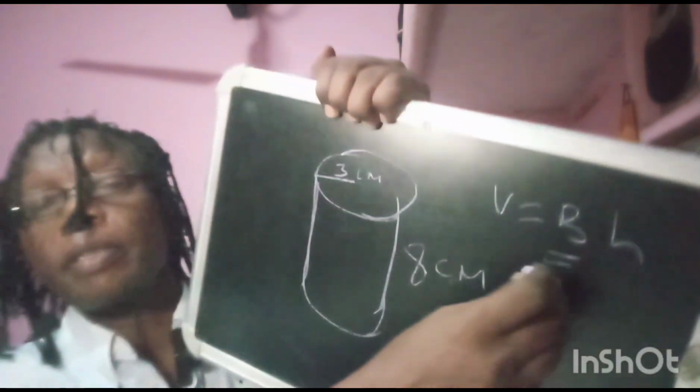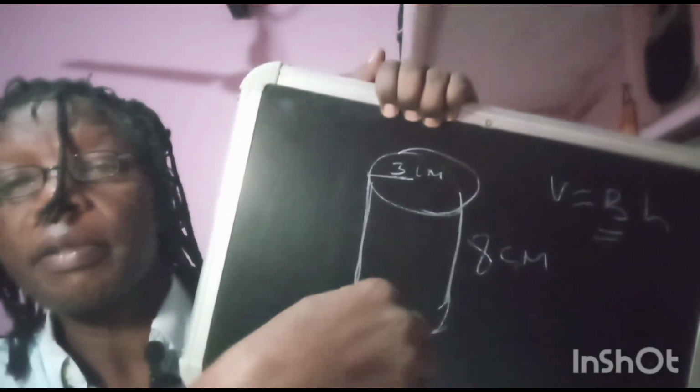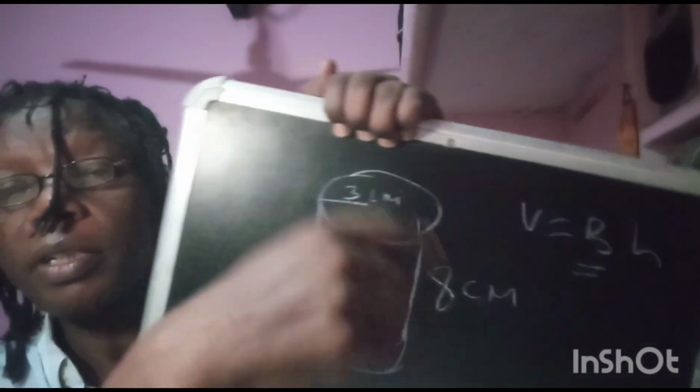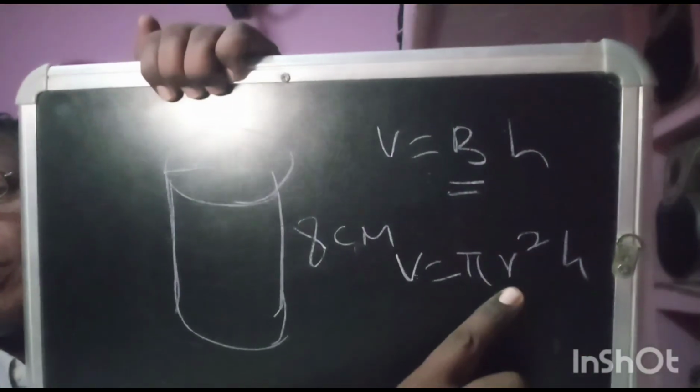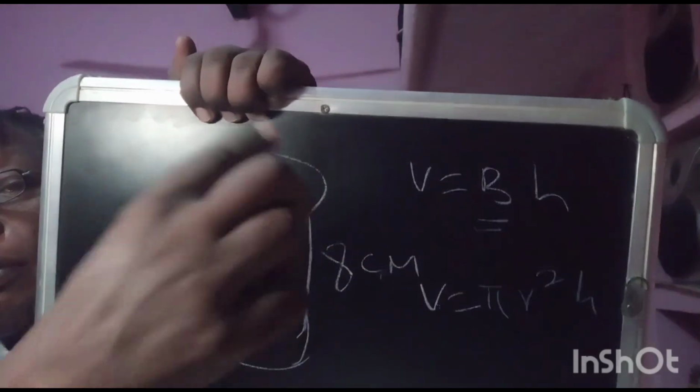Somebody's making food. This is in centimeters, and this is 8 centimeters, for example. Now the volume will be equal to base times height. Now base gives you the area, but in this case we're having a circle. That's why we use V is equal to pi r squared h. This comes in because you are calculating for a circle, but suppose it was a cube.